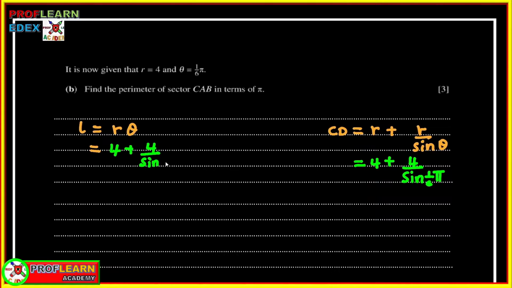Now substituting the value R equals 4, and the angle here we're going to use 1 over 6 pi times 2. Arc length equals the radius times the angle in radians. So what is the radius in that case? Let's just go back to the diagram and see what we have there.